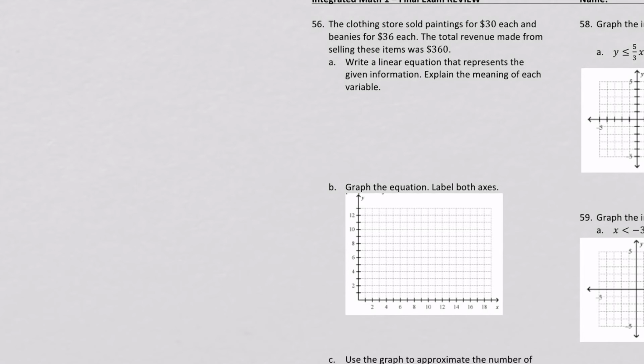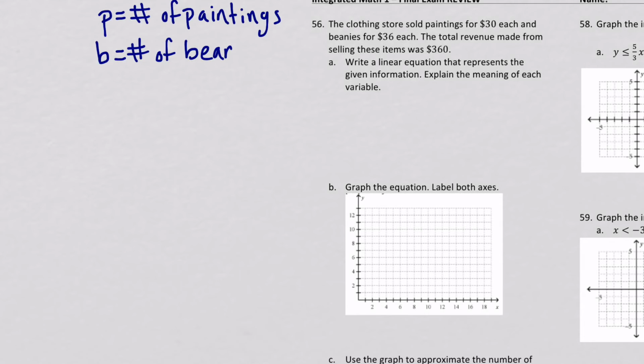Okay, so first let's start with explaining the meaning of each variable. Since this clothing store is selling paintings for some reason, I don't know why the clothing store is selling paintings, but okay. If this clothing store is selling paintings, we're going to call P the number of paintings that they sell. And we're going to call B the number of beanies that they sell. Okay?